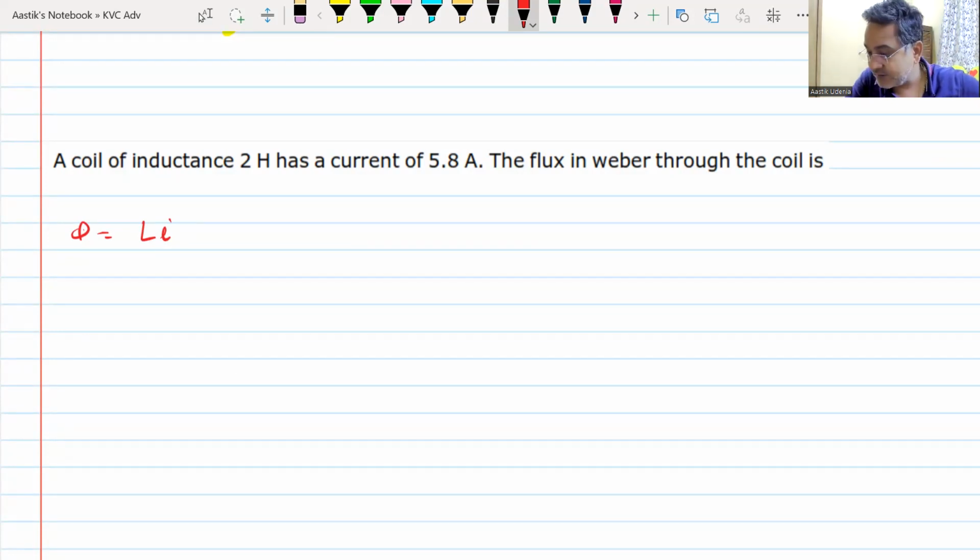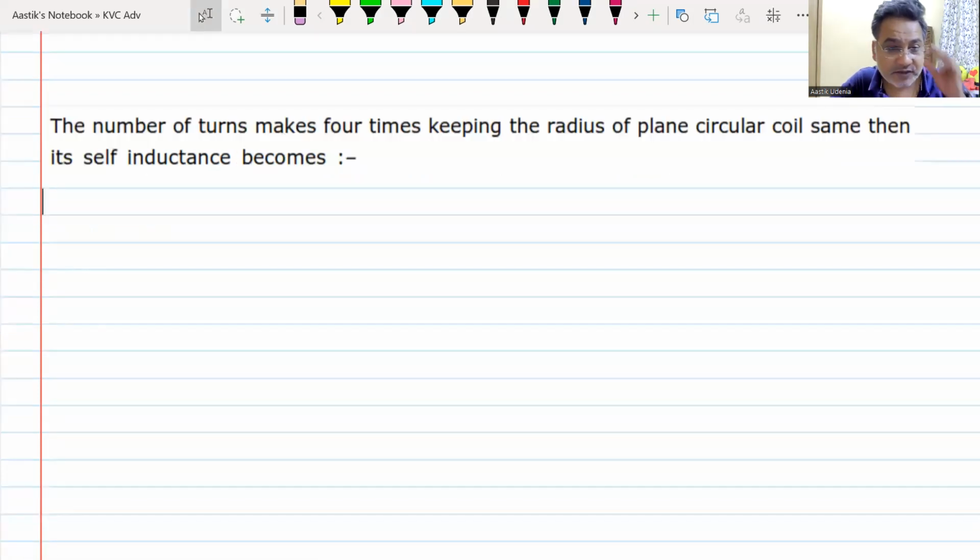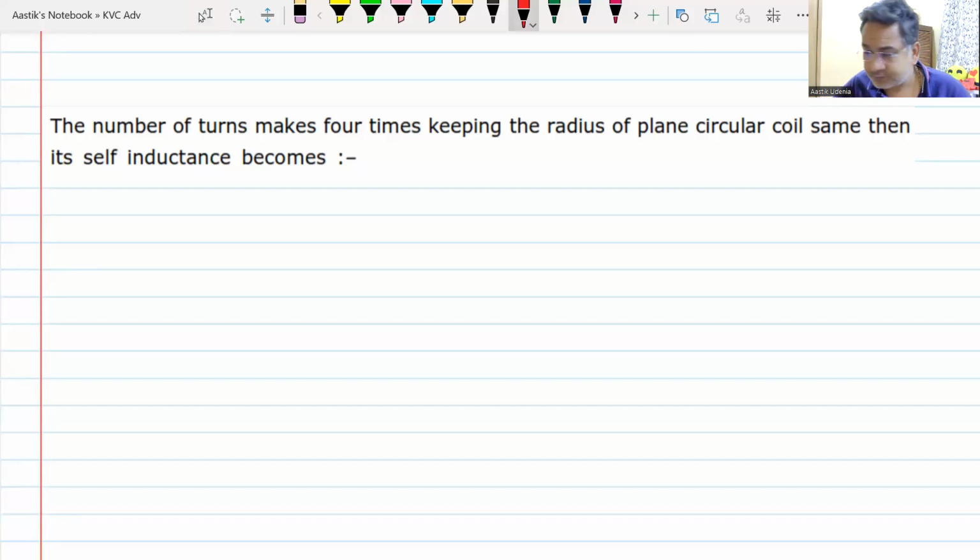Let me move on to the next question, and I hope that you can do it faster. The number of turns is made 4 times, keeping the radius of the coil same. Then the self-inductance of the coil will become how many times? I'll give you 2 minutes to give me the answer. I hope you can do it faster. It depends on N square. L is directly proportional to N square, so it should become 16 times. I hope we understand this, yes or no? Yes. Now, let me put this question in this way.